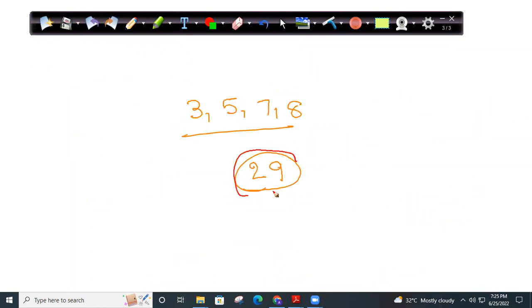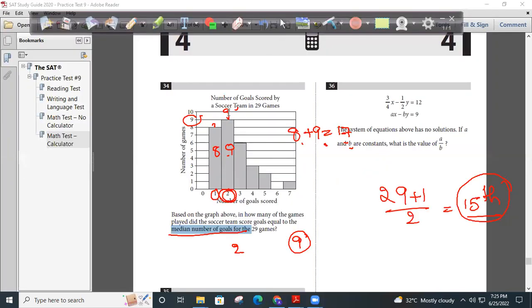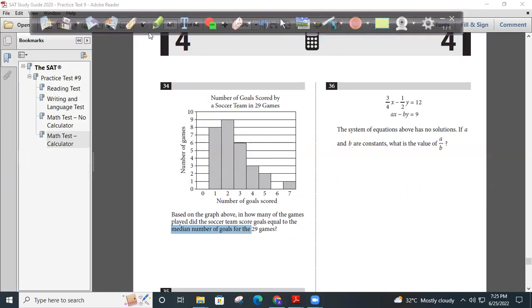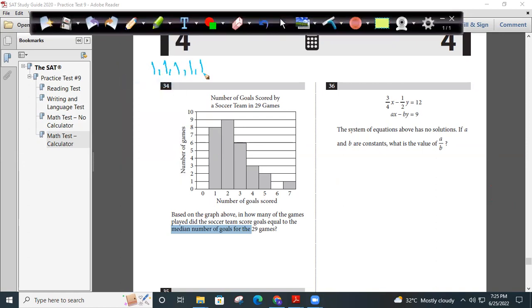Now I have 29 terms, an odd number of terms. Since I have 29 terms, (29 plus 1) divided by 2 gives the 15th term. What is my 15th term? You need to think. 1 has come 8 times. Let me write it just for you to understand: 1, 1, 1, 1, 1, 1, 1, 1, 8 times.